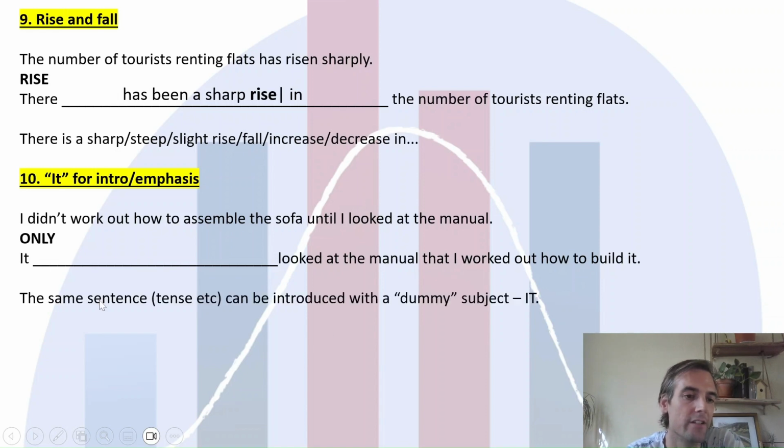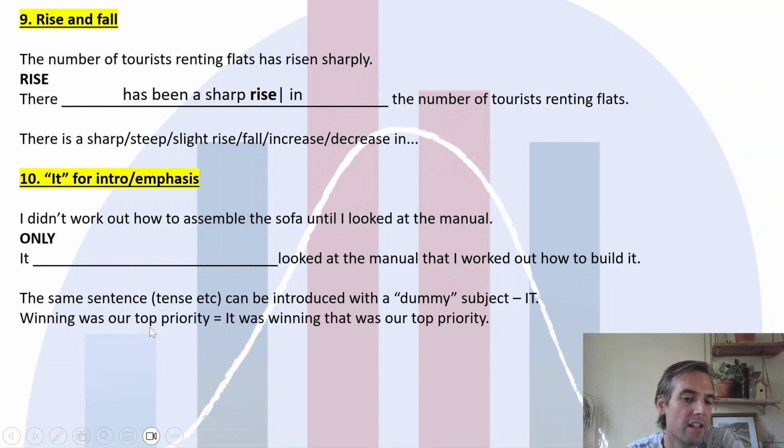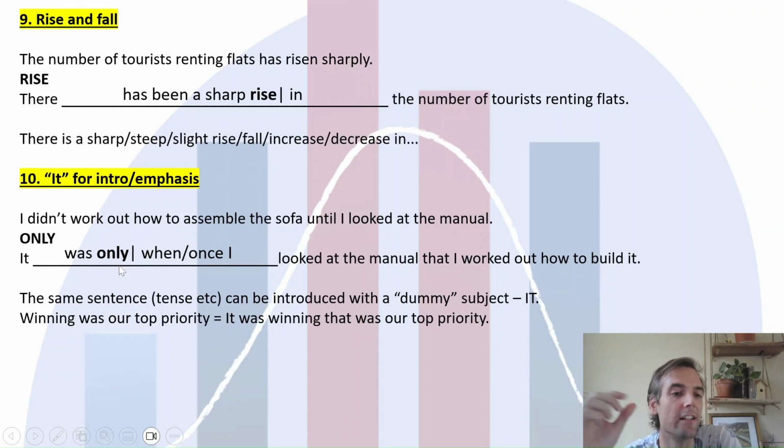And how do we use this to introduce ideas? Well, it's like the dummy subject, it. Winning was our top priority. It was winning. That was our top priority. And we can see that again. It's the same sentence, but we're sort of introducing it with a useless it to sound more clever, to use more words. But it's something that's done in English. So that means what we're doing here with only, it was only at this moment that I realized. So it was only when I looked or only once I looked that I worked out how to build it. And these are the same idea, using the grammar that they're going to ask you.